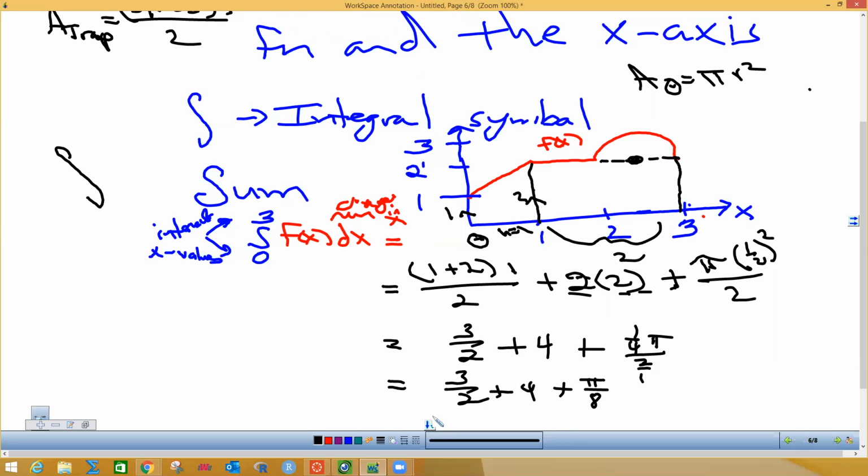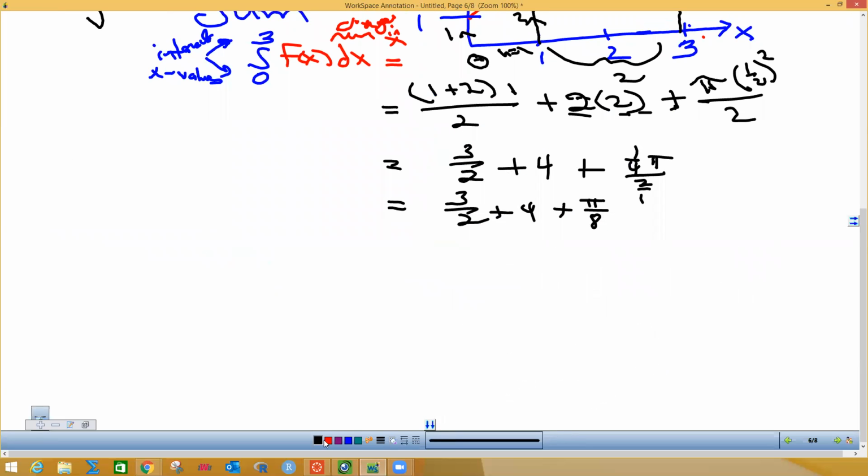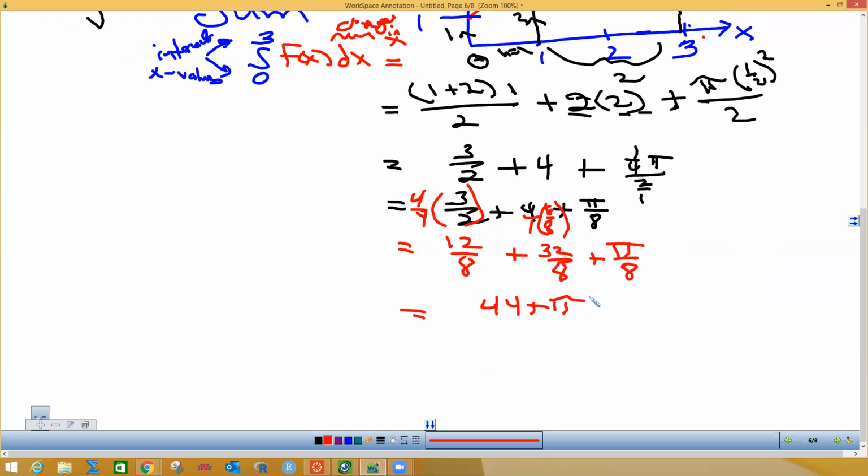And then you'd want to get common denominators. So when you did that, you're going to make this a 1. You're going to multiply this one by 4 over 4, which would give me 12/8, plus multiply this one by 8 over 8. That would give me 32/8 plus pi over 8. So this would end up being 44 plus pi all over 8. This is probably how they would write the answer.